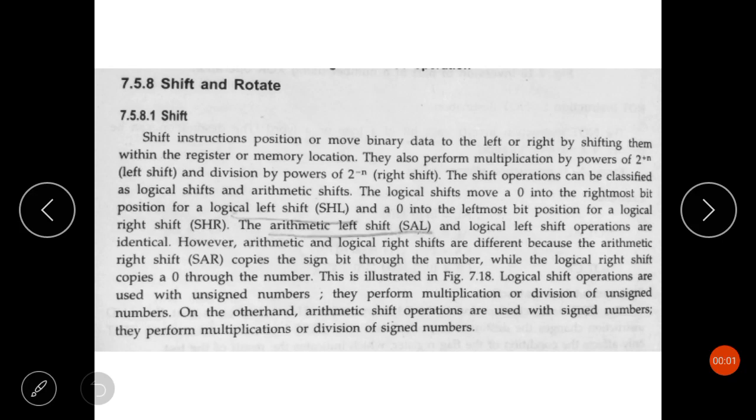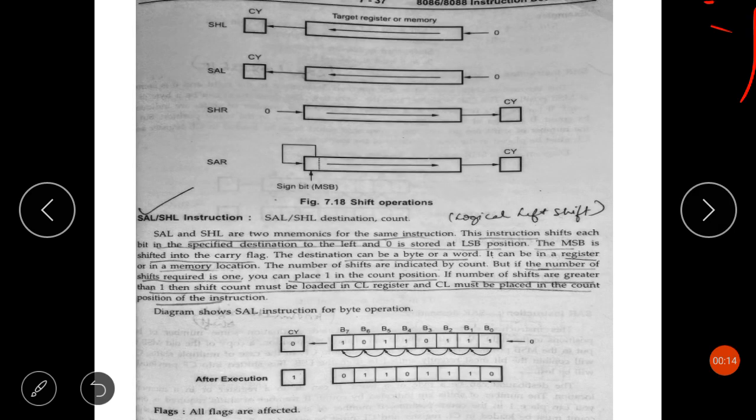Hello students, so the next group of instructions that I am going to discuss under the 8086 microprocessor instruction set are shift and rotate. First, let's talk about the shift instructions. The first instruction under the shift instruction group is the SAL or SHL instruction. The format for writing this instruction is SAL or SHL.